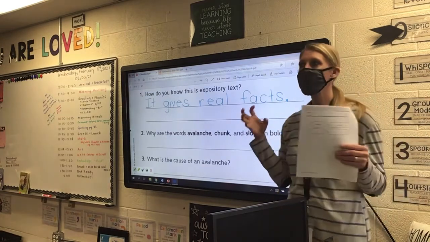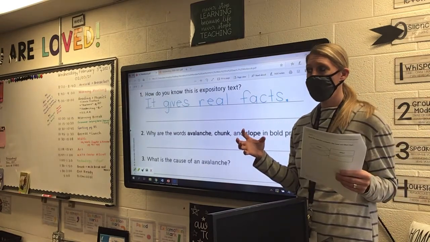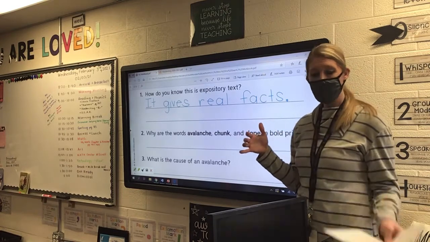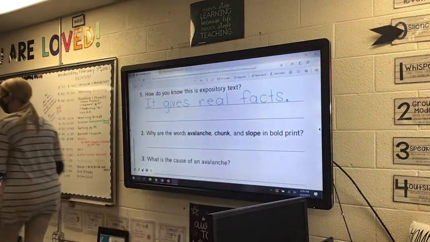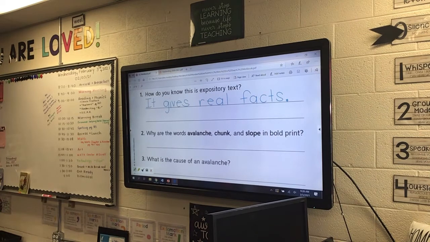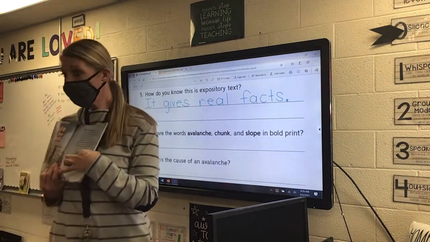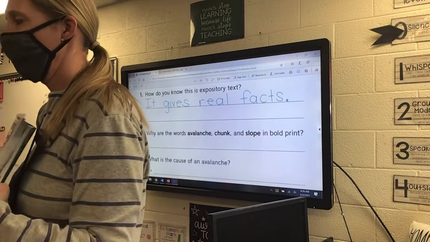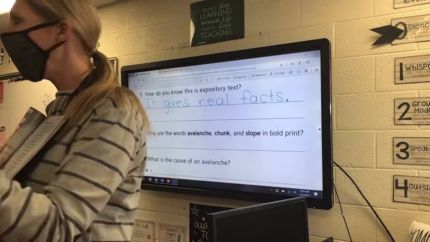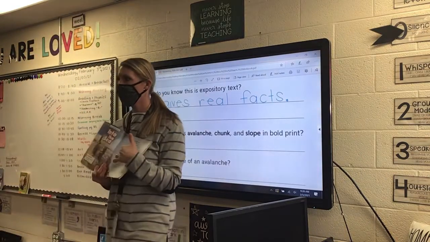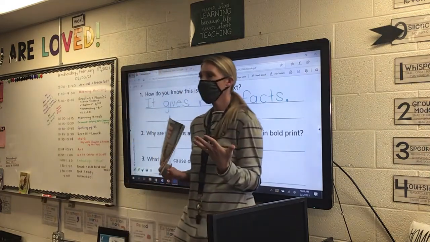Now, bold print means that they're darker. Why are they like that? And when we read our story yesterday, Into the Sea, we had some bold words and they were actually yellow. Why are they bolded and yellow? What is the author trying to do? Brooklyn?